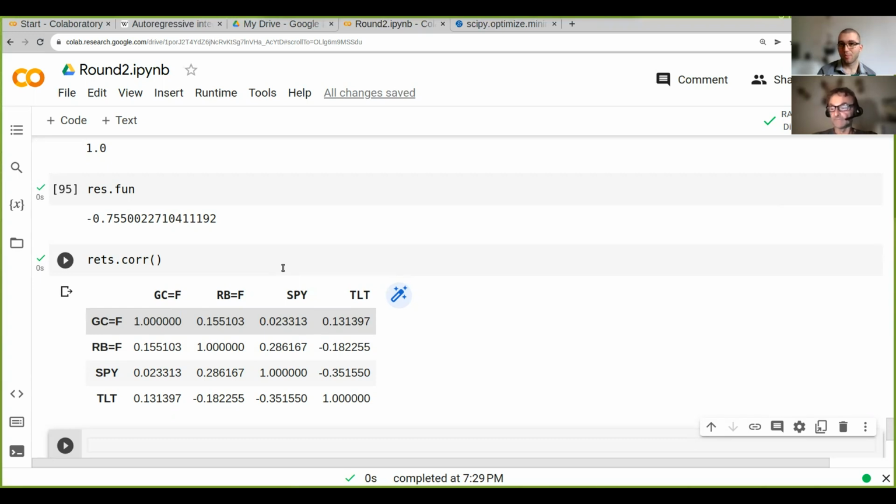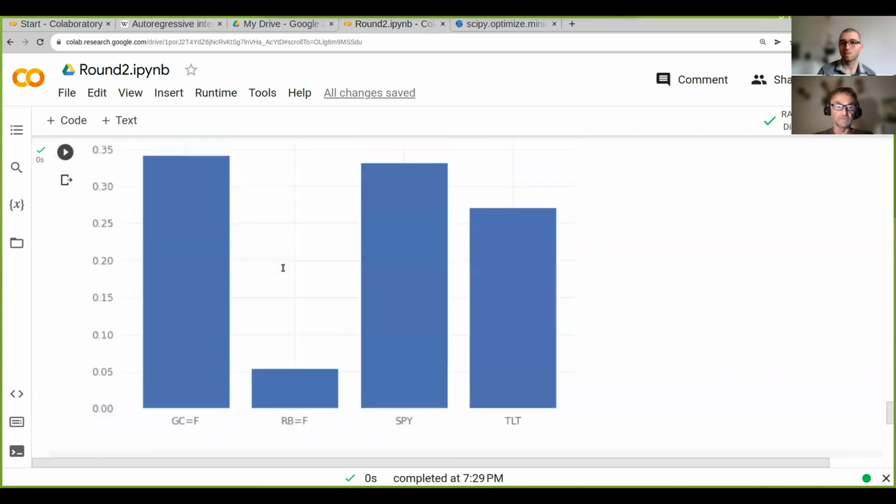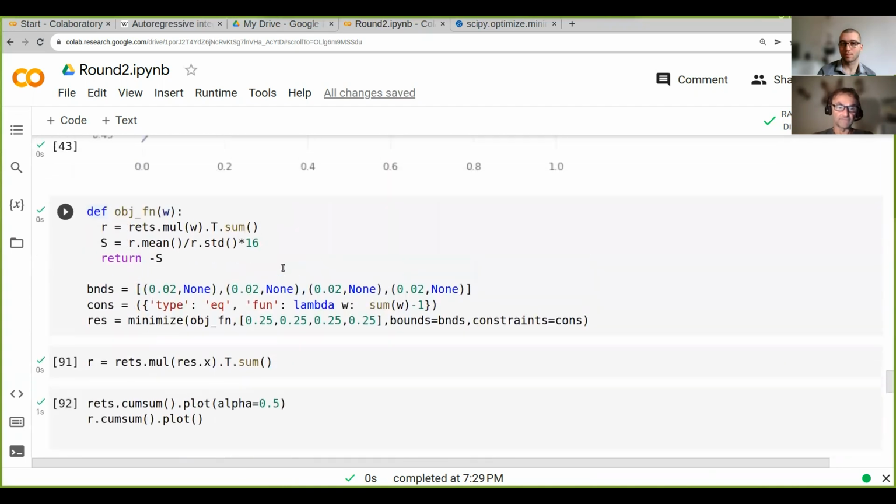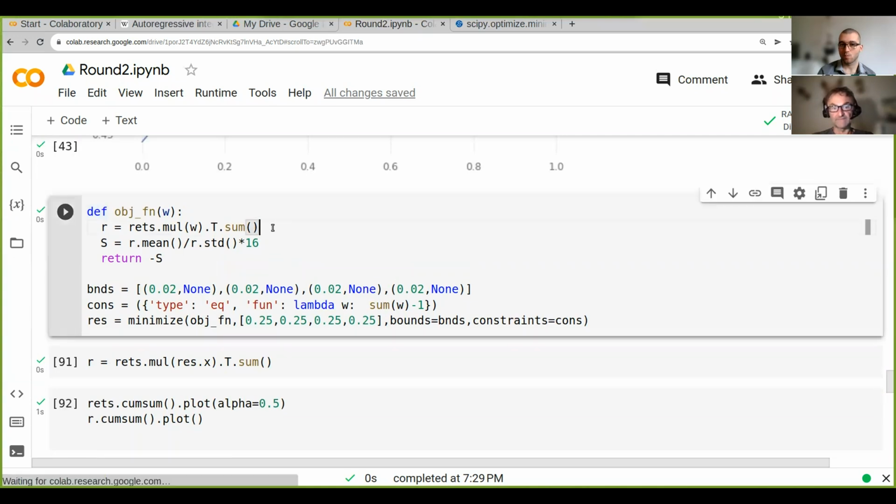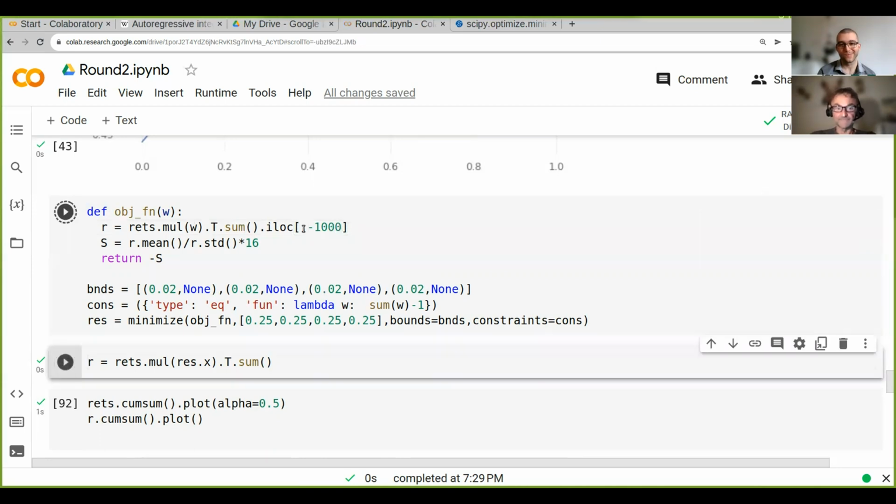But the problem is we optimize this on the whole data set. So when we optimize on the whole data set, we don't know whether this will still work going forward into the future. And so one thing we can do is optimize the weights on a smaller data set and then see whether this still gives us a good Sharpe ratio over the whole period. So all we need to do is effectively chop off 1,000 days of our set here. We calculate the Sharpe ratio now on a slightly reduced data set, and then we look at the last 1,000 days and see if they still hold up. Pretty simple.